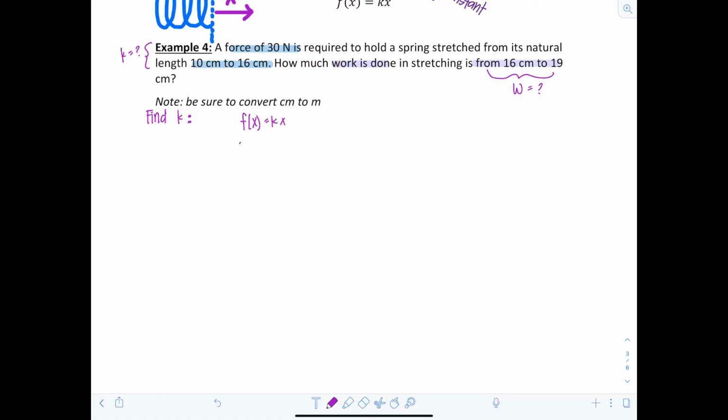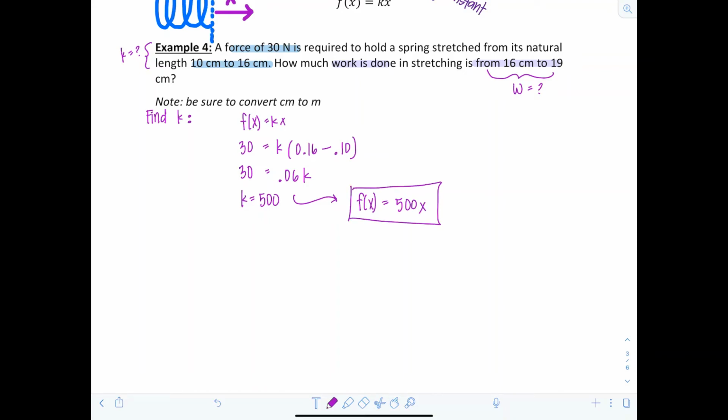And so they told me a force of 30 newtons is required. I don't know what k is, and I have to stretch it from its natural length of 10 centimeters to 16 centimeters. So how much beyond its natural length is it getting stretched? Well, I take 0.16, that's 16 centimeters converted to meters, and I subtract the natural length. Or you could just know, hey, that's 0.06 meters beyond its natural length. 0.06 times k equals 30, which means k is equal to 500 for this particular spring. So now I know my force function is 500x.